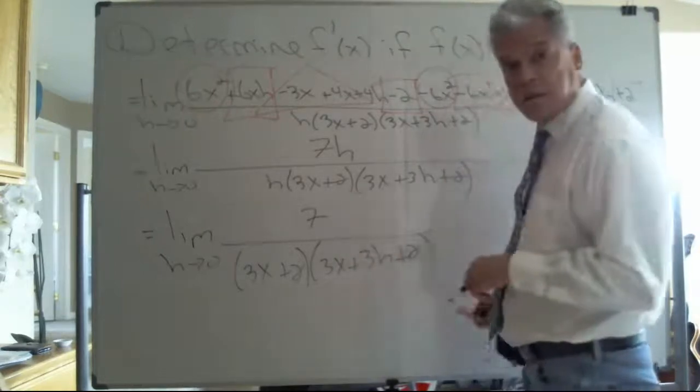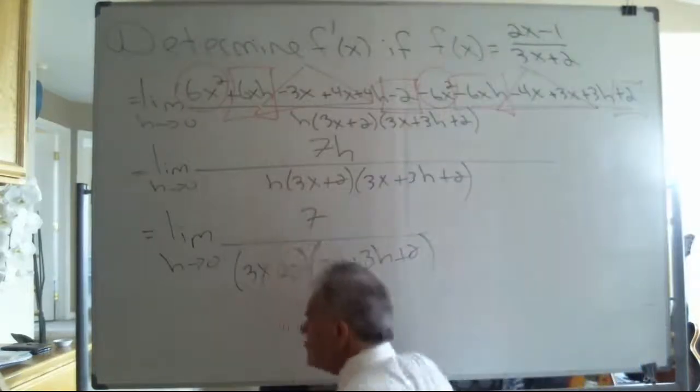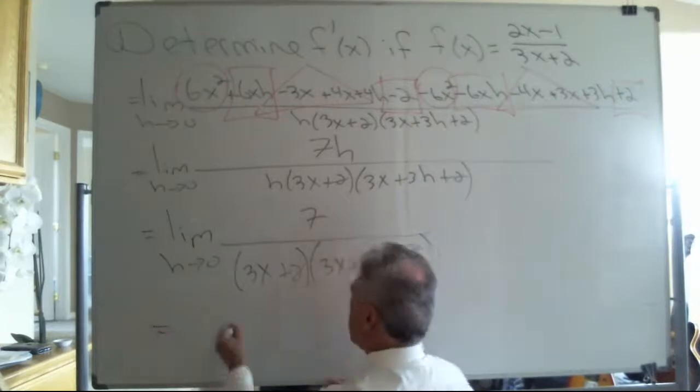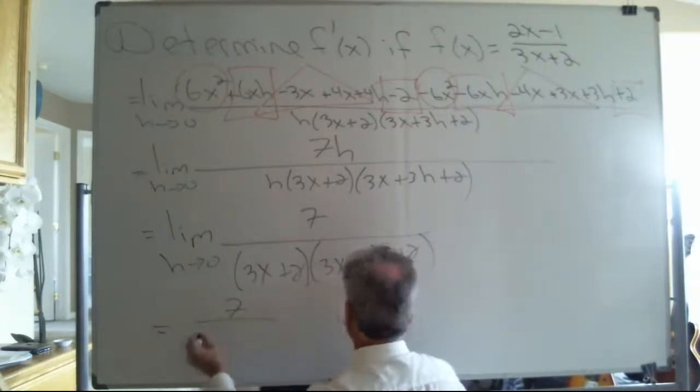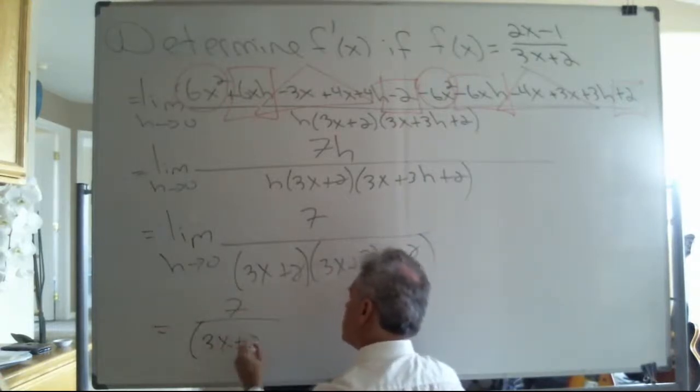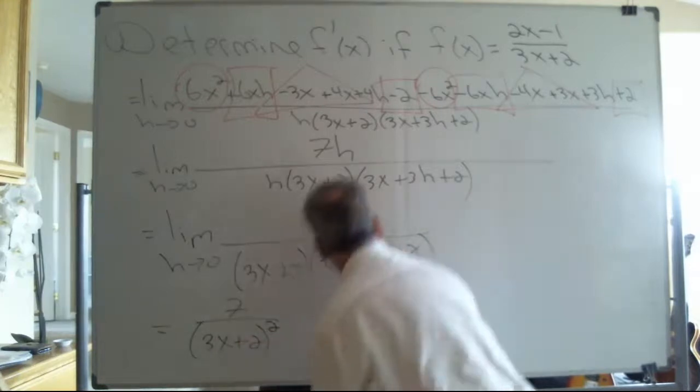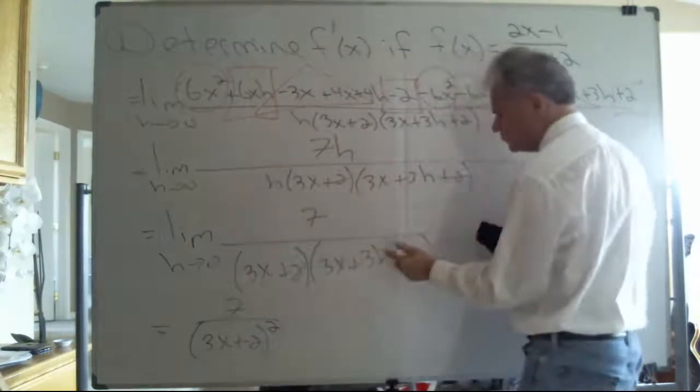I am finally ready to evaluate the limit, and I'm finding that the derivative function is indeed the ratio of 7 to this binomial square.